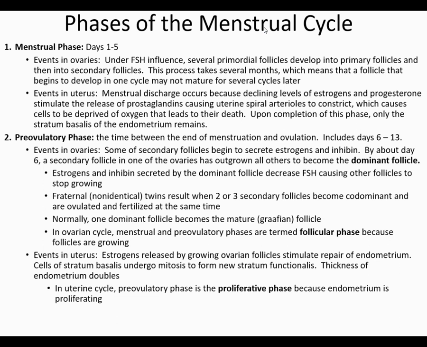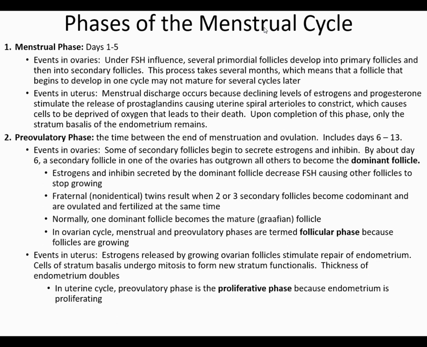Now, in some cases, more than one dominant follicle will develop. We call this codominance. Okay? And that's what can cause fraternal or non-identical twins, where two eggs end up getting ovulated and then two eggs end up getting fertilized. And we'll talk about fraternal and identical twins here in just a little bit. Normally, though, one dominant follicle becomes the mature Graafian follicle.